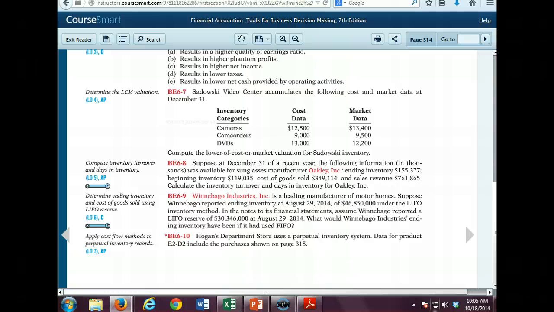Should be the combination of the two. Because the LIFO reserve shows what the difference would be between the LIFO and the FIFO. Okay?